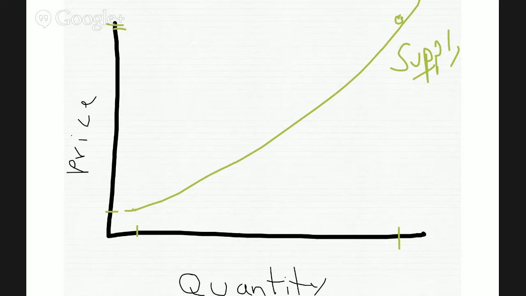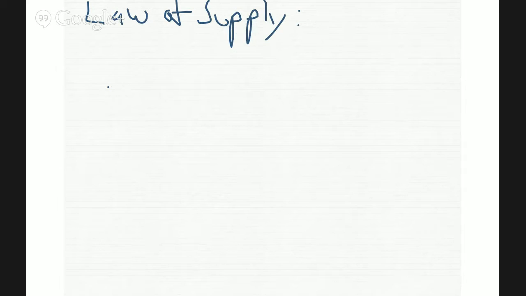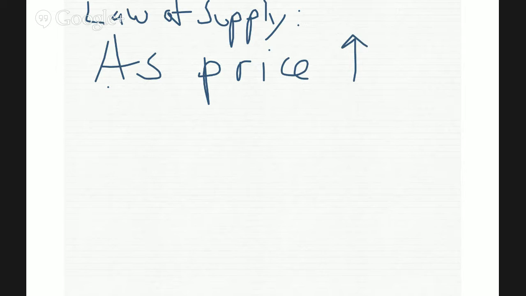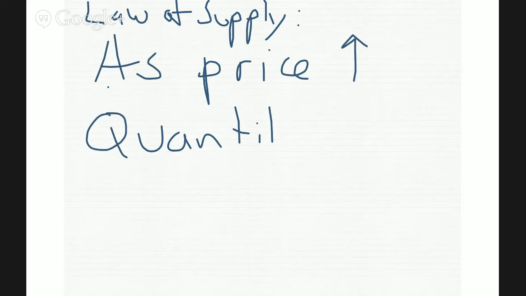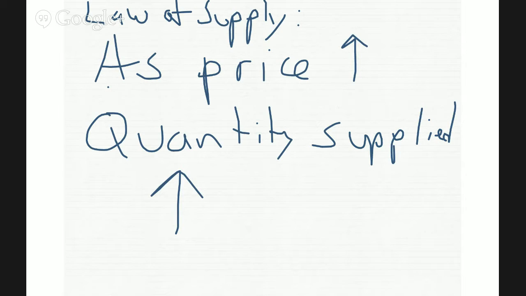So we could look at this and let's write the law of supply. The law of supply is going to state that as the price rises, quantity supplied, what's it going to do? Quantity supplied is going to go up as well. Oh, it didn't make me a new page. Okay, so as the price goes up, quantity supplied is going to go up as well.